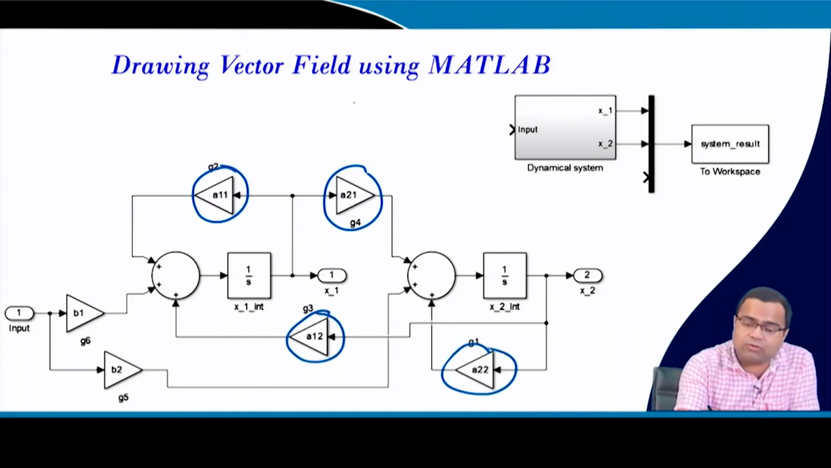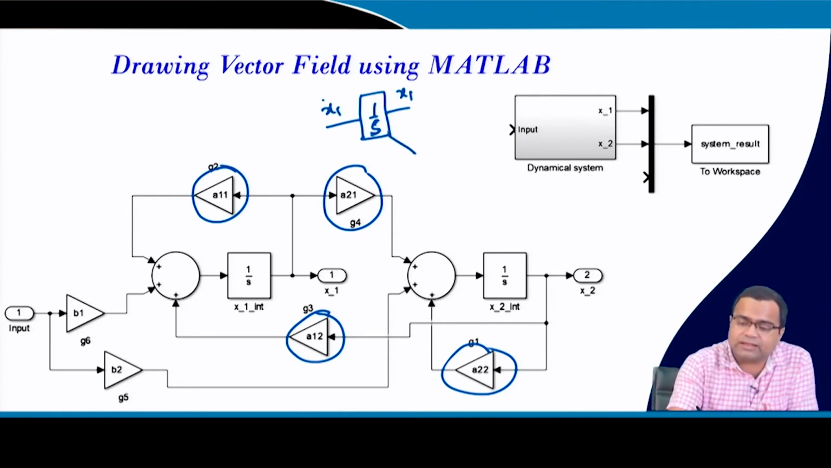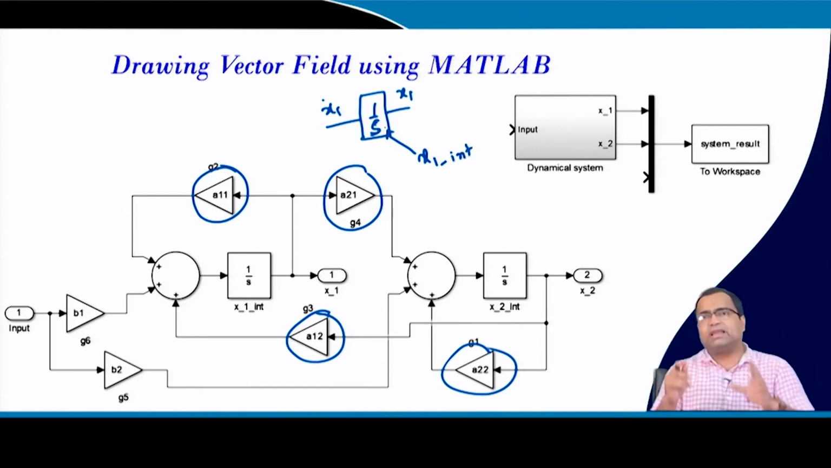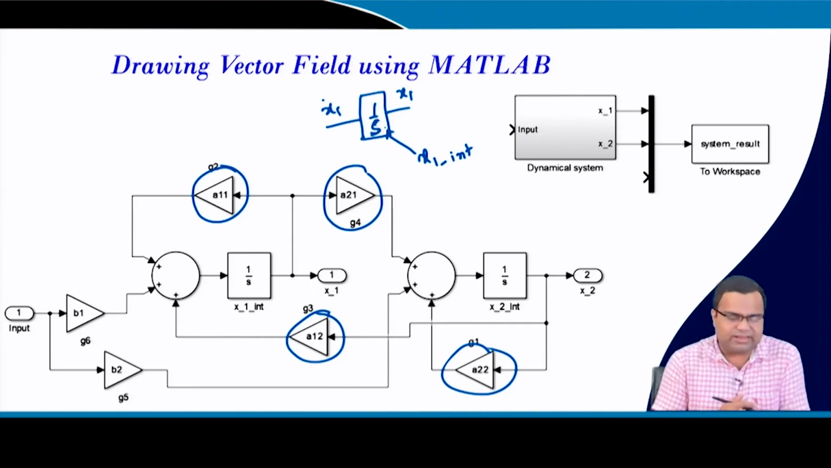And we already know that if you go inside the integrator, here we will have x1 dot, it is x1. So, you can set the initial condition of x1 inside the integrator. If you click it, we will show it very soon.